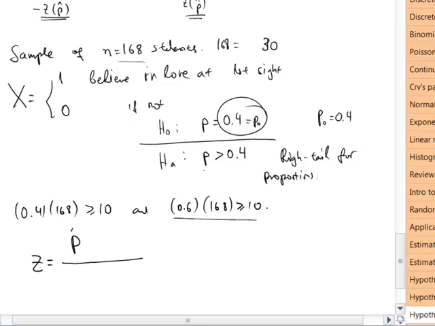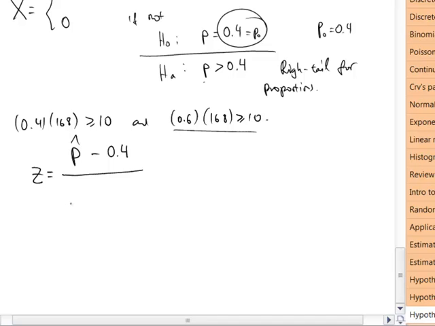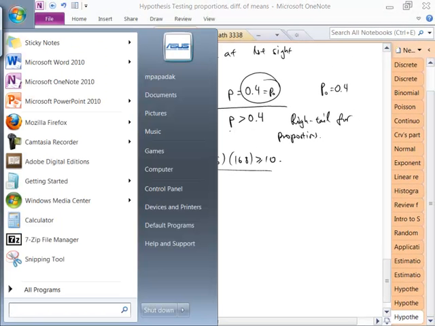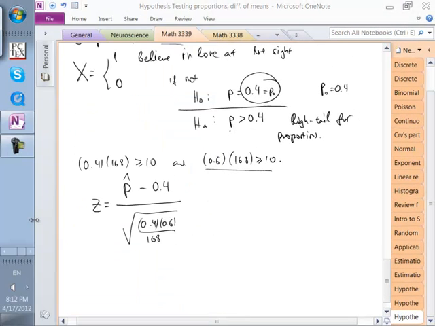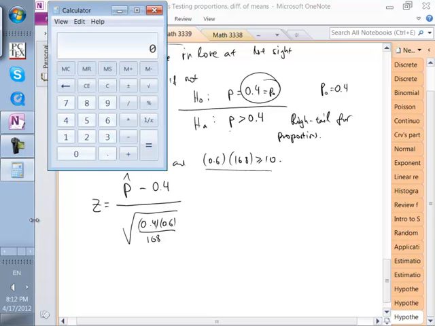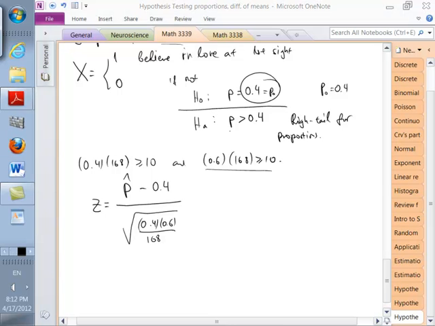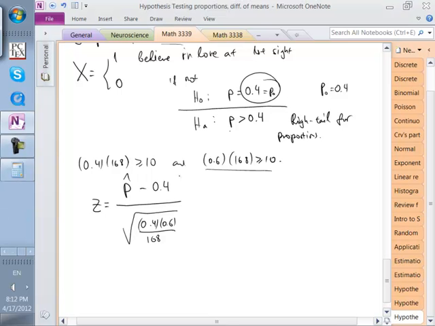And let's take p hat minus our p sub 0, which is 0.4. And here we put 0.4 times 0.6 divided by 168, under the square root. We will need the calculator too. So let's pull the calculator on somewhere so we can have it. Let's see what the problem says. What is p hat? The sample proportion according to the problem.